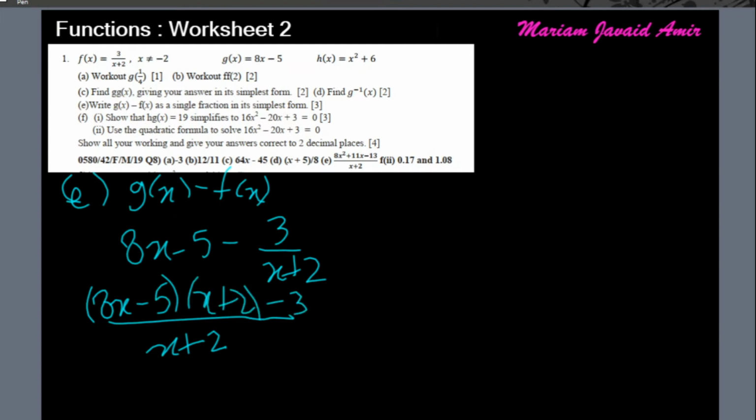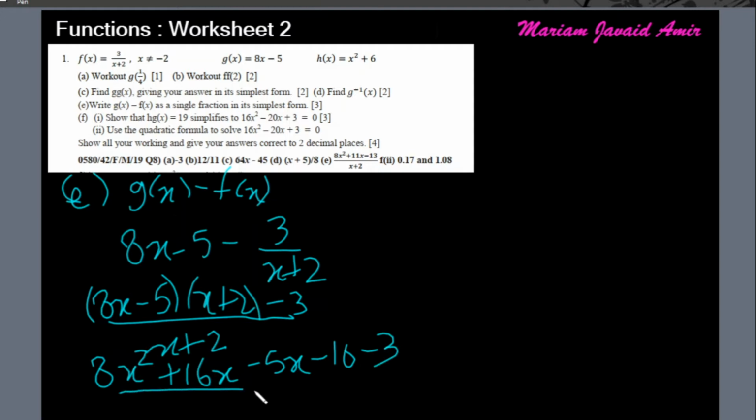minus 3, which gives us 8x squared plus 16x minus 5x minus 10 minus 3 over x plus 2, which when simplified should give this. This is minus 10. Yes, we'll get this after simplifying the numerator.